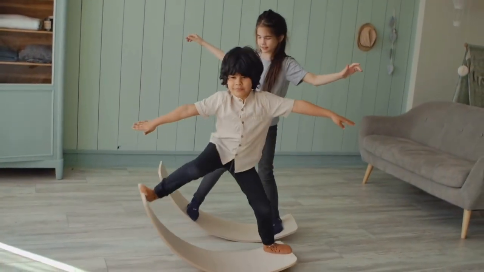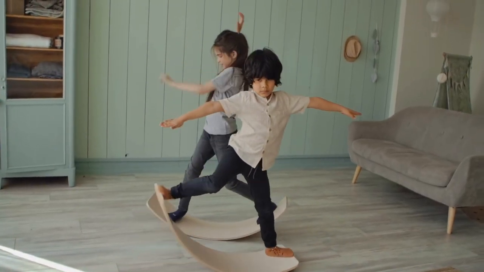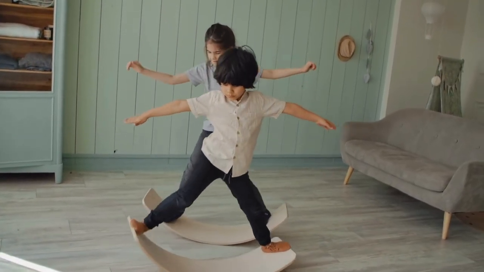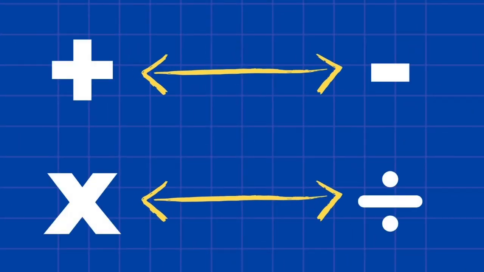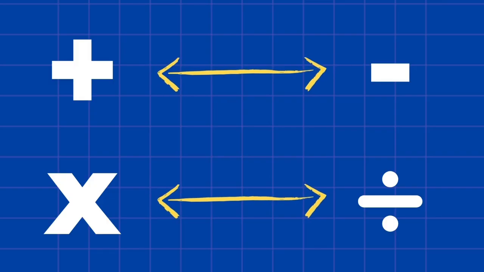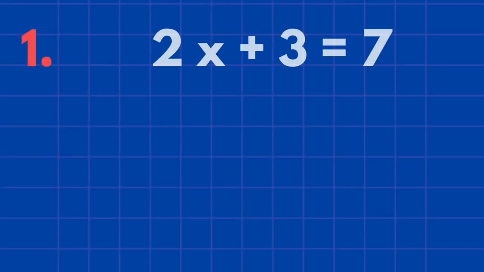The most important thing to keep in mind when solving linear equations is balance. Whatever you do to one side of the equation, you must do the same to the other side. In order to do this, it's vital we know the opposite of the operations. For example, the opposite of addition is subtraction, and the opposite of multiplication is division, and vice versa. Now that we know that, let's get started.